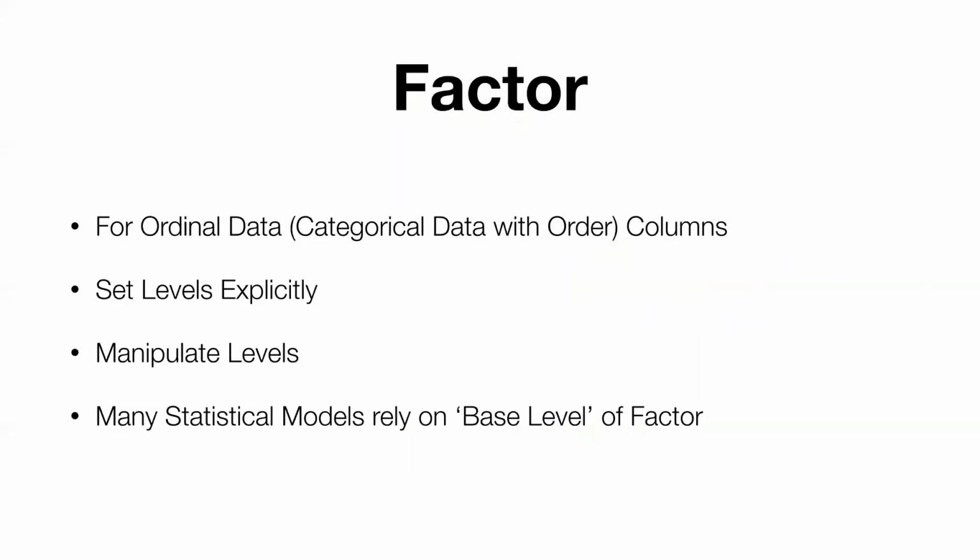Okay, so what is the factor data type? The factor data type is designed for storing ordinal data. Ordinal data is basically categorical data with order. And then you can set the levels explicitly, and that means you can manipulate the levels. This becomes important when you start building statistical models, because they heavily rely on this thing called the base level. So I'm going to explain in more detail on each topic.